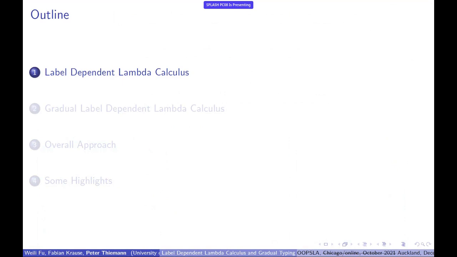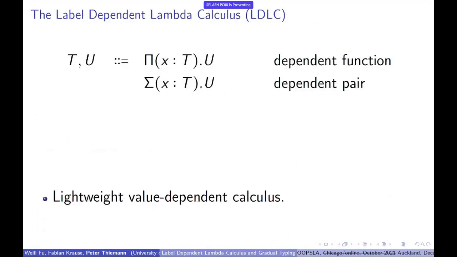Let me first tell you what I mean when I say label-dependent lambda calculus. Well, it's a dependently typed functional language. So you have the usual dependent function and dependent pair constructs. It's a lightweight calculus. It doesn't have full dependency, so you can't put any type there and expect to write a function that is dependent on it.